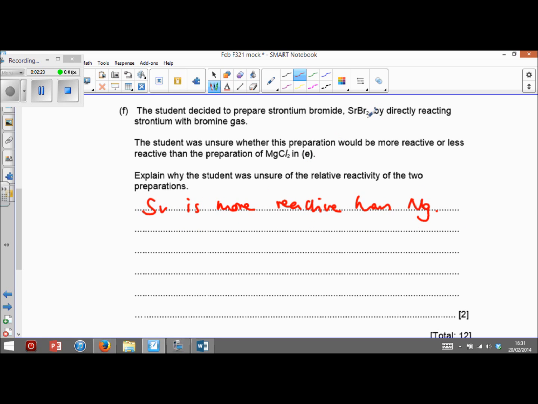And then they're comparing bromine and chlorine. As we go down group 7, they get less reactive. So you need to say bromine is less reactive than chlorine. And that's all you needed to say for 2 marks. And that's the end of question number 2.